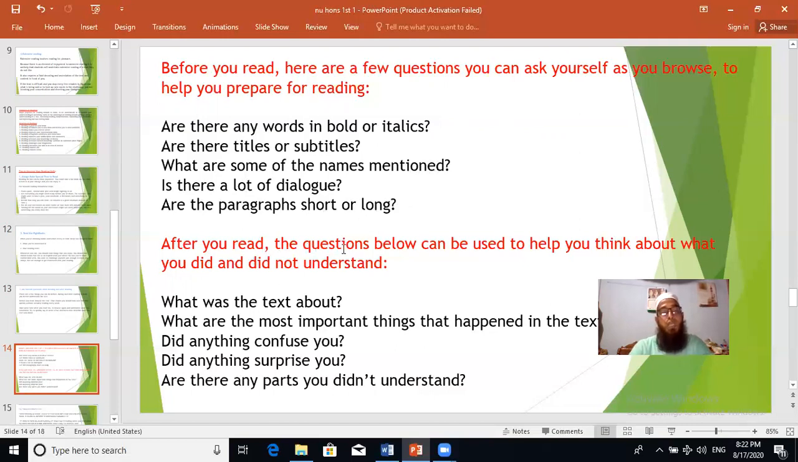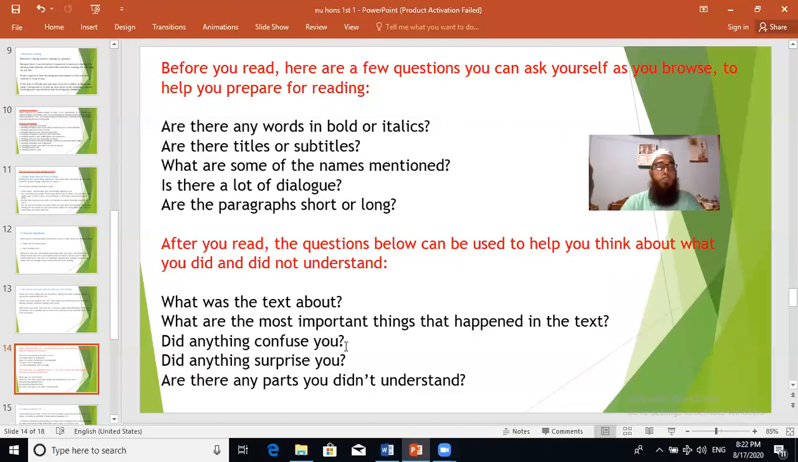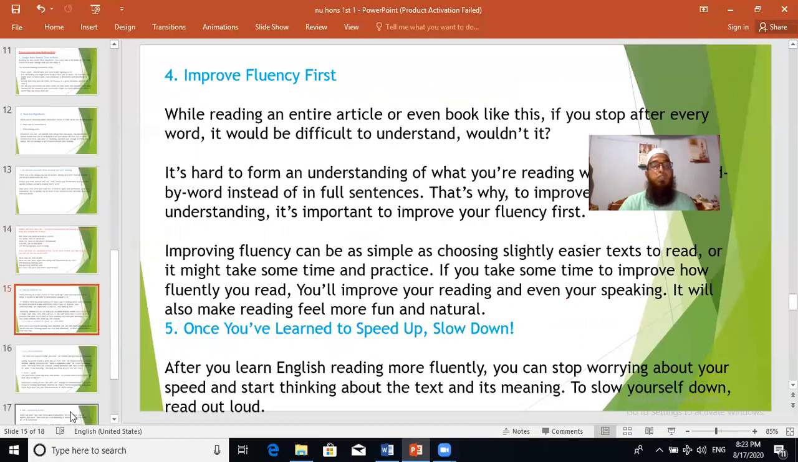After you read, the questions below can be used to help you think about what you did and did not understand. After reading, you may ask these questions. What was the text about? What are the most important things that happened in the text? Did anything confuse you? Did anything surprise you? Are there any parts you didn't understand? So these are the questions that you may ask after reading the passage, and that will help you to understand the text and improve your reading skills.